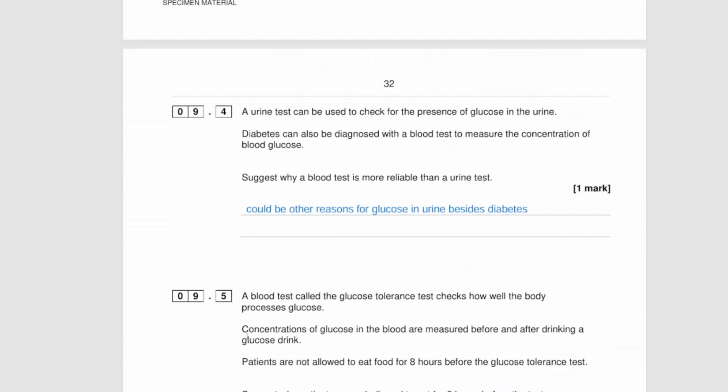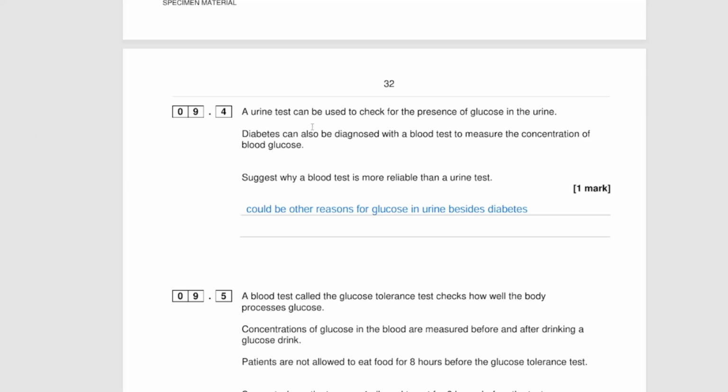Now, a urine test can also be used to check for the presence of glucose in the urine. Diabetes can also be diagnosed with a blood test to measure the concentration of blood glucose. Suggest why a blood test is more reliable than a urine test. And this is because there could be other reasons for glucose in urine besides diabetes.